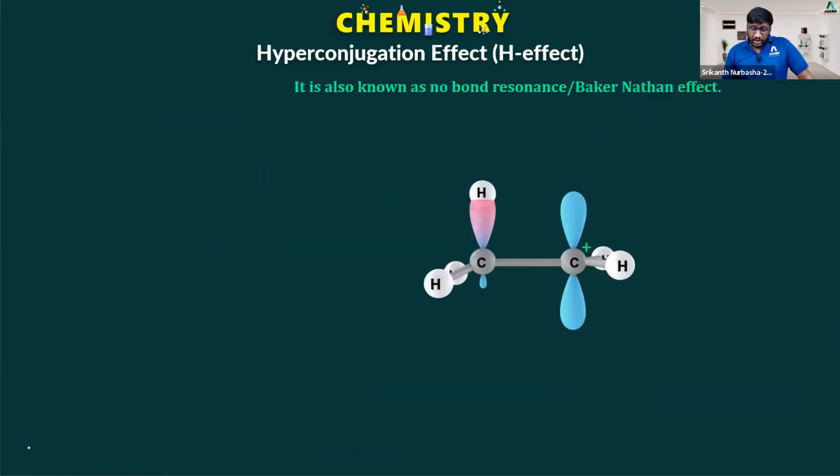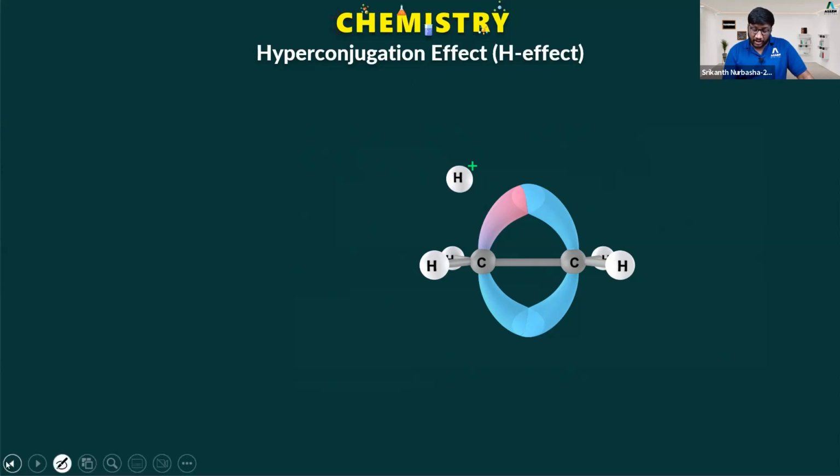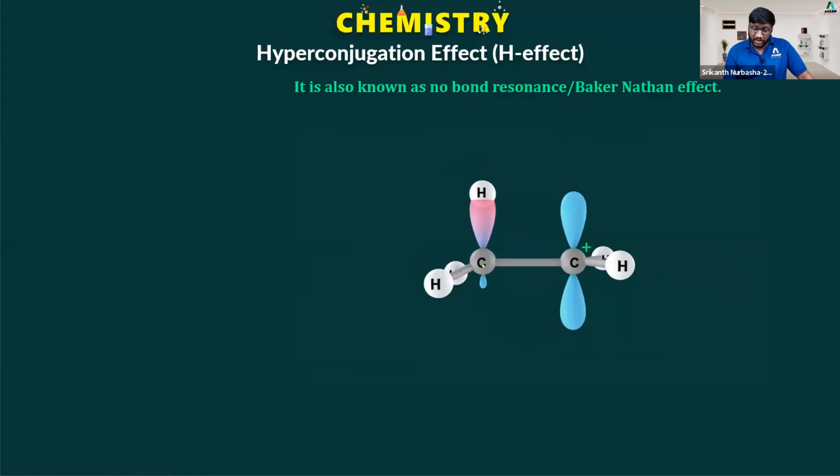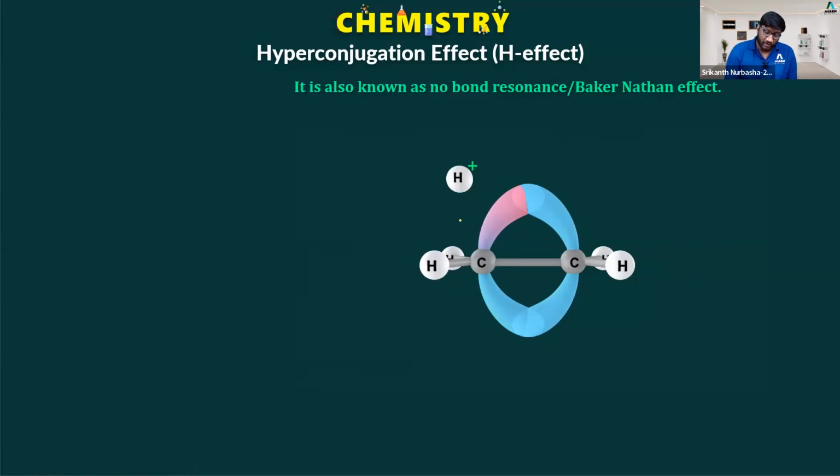So this is how your hyperconjugation will be. CH3 CH2 plus. Look at the CH sigma electron density, how is it moving? The CH sigma electron density is now shared with the empty p orbital of carbon, forming the pi bond. So CH2 double bond CH2 and H plus is formed. Look at how the structure has changed. Initially we have sp3 hybridization for the carbon atom. This alpha carbon is sp3 hybridized, so it has tetrahedral shape. But as soon as the double bond is formed, it has to become trigonal planar. So planarity is maintained, and H plus ion will be present here. It is also known as no bond resonance or Baker-Nathan effect.